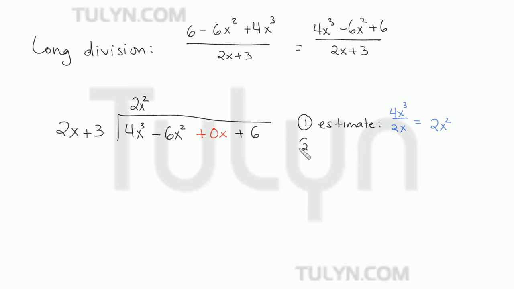Now the second step is to multiply. So we want to multiply 2x squared by 2x plus 3. Just like in the real numbers case or the integers case, we use the same method. So 2x squared times 2x plus 3 is going to give us what? 4x cubed plus 6x squared, right? So we want to write that solution down here.